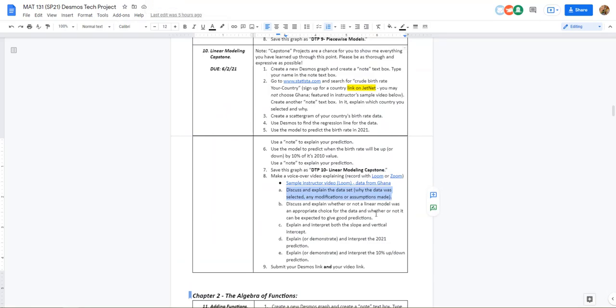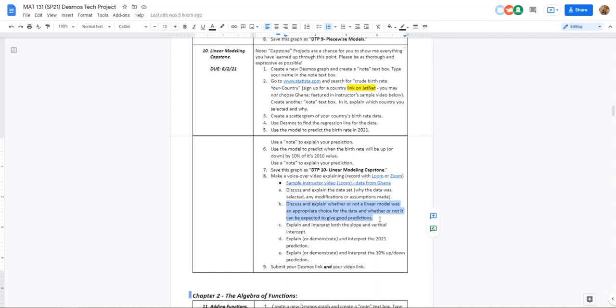Okay, so that's first. Next, discuss and explain whether or not a linear model was an appropriate choice. So this is different from the modifications you made. So the modifications were prior to creating the regression model. Now, after you created the regression model, tell me if it was good. Tell me if it had a high R value, if it made good predictions, if you think these predictions are reliable. I don't know what you think unless you tell me. So tell me if you think the model is going to do a good job. You made some predictions. Do you think they're reliable? Tell me. Okay, so can it give good predictions?